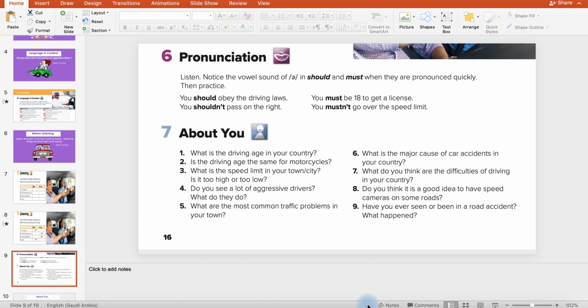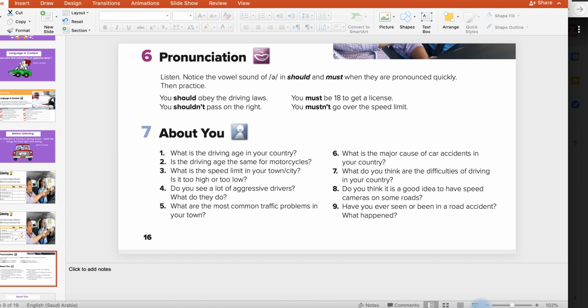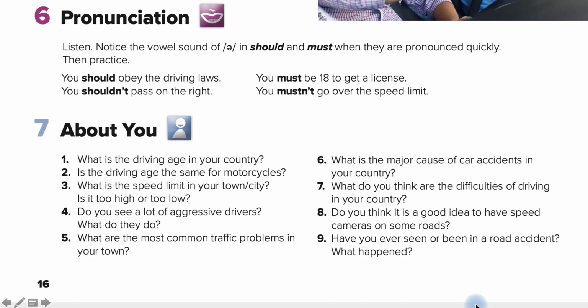Page 16. 6. Pronunciation. Listen. Notice the vowel sound of in should and must when they are pronounced quickly. Then practice.